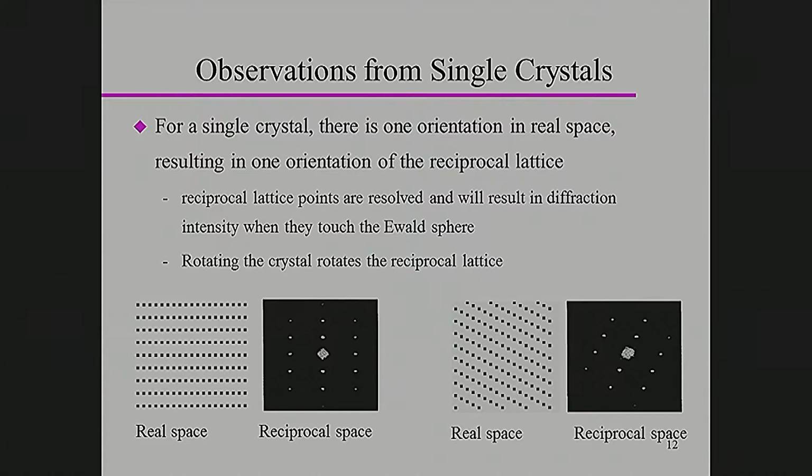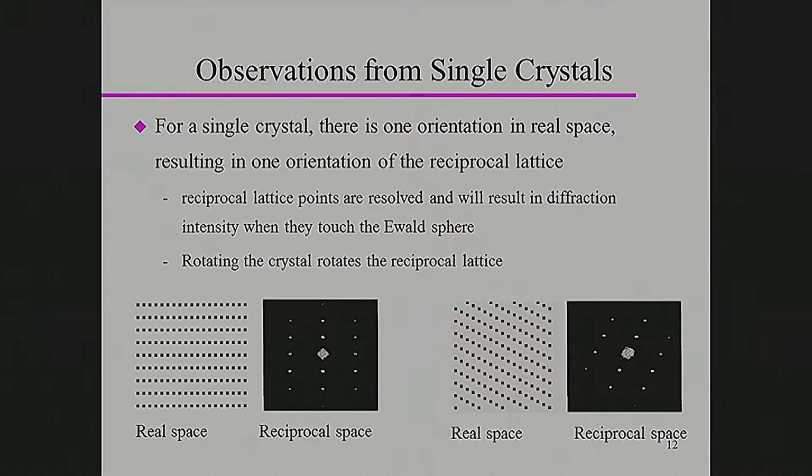Now, this is just a reminder. Obviously, we've seen what you should observe when you put a single crystal into an X-ray beam. For a single crystal, you have one orientation in real space, and that means you get one orientation of your reciprocal lattice. And if you rotate that crystal, like here, your reciprocal lattice also rotates. Right? So it's pretty straightforward to observe and to analyze.